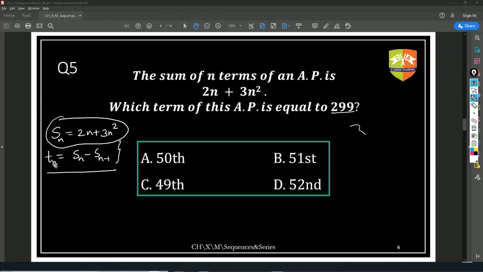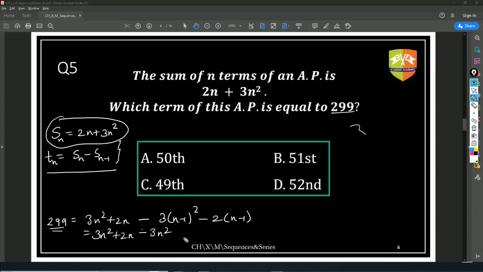N you have to find out, and it is given to be 299, let's say. Sn is 3n square plus 2n, and subtract 3 times (n minus 1) whole square, minus 2 times (n minus 1). Isn't it? This is 299. You have to just find out n. So hence this is 3n square plus 2n minus 3n square plus 6n, and if you expand it, minus 3 and minus 2n plus 2, right?